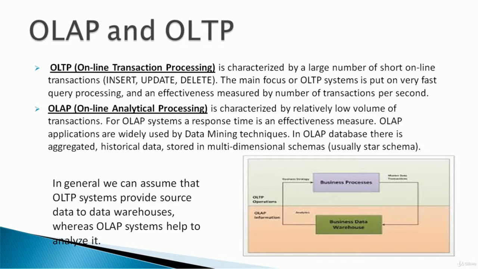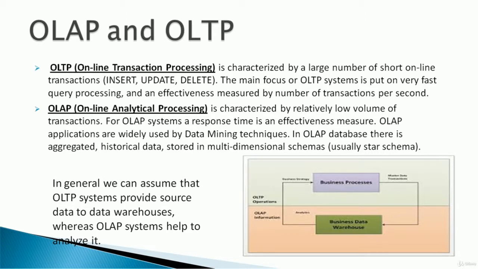the OLTP system, that is the online transaction processing system, contains the transactional data. Whatever transaction is happening on the front end is stored in the OLTP system. So it should be very fast because it would have many insertions, updates or deletions. And the effectiveness of this system is measured by the number of transactions per second.